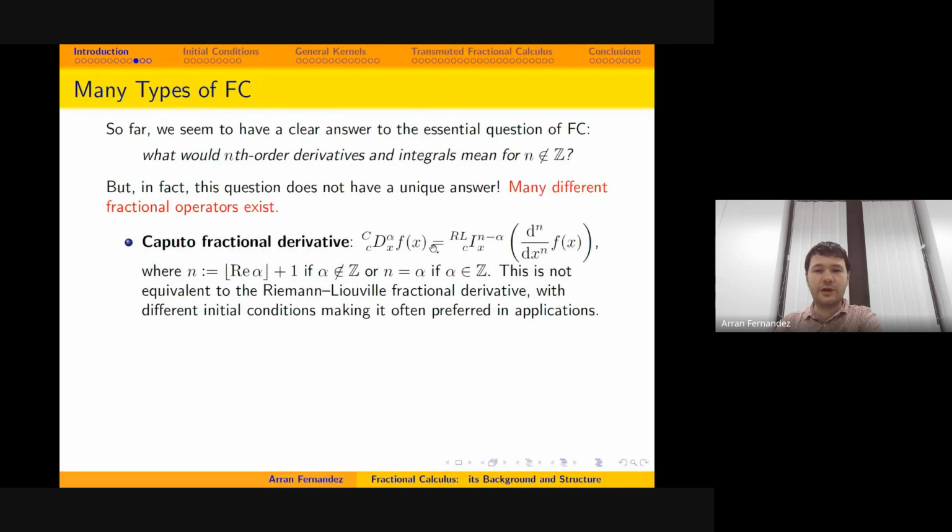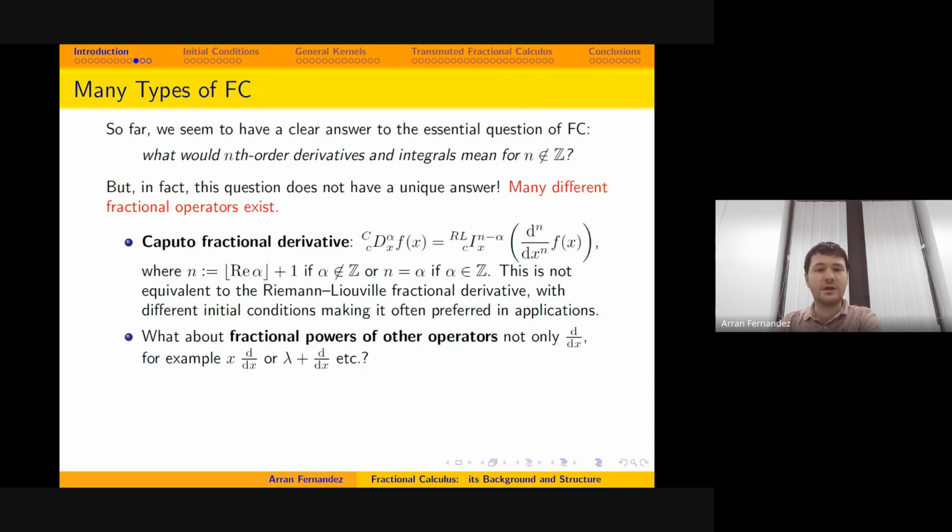Now, with Caputo, we have the fractional integral of the nth derivative. Exactly the same n, the same two operators here, but in the other order. So this is not equivalent to Riemann-Liouville. Those two operators do not commute. And the most important difference is in initial conditions. I won't talk much about this now because I have a whole section about it later. So I'll come back to this.